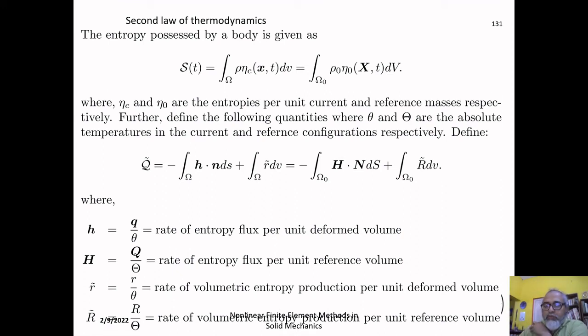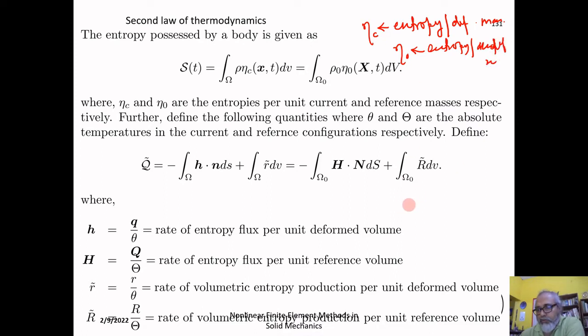Let us now come to the second law of thermodynamics. Since the second law of thermodynamics deals with entropy, let us define eta c, which is entropy per unit deformed mass, or eta naught, which is entropy per unit undeformed mass, so that the total entropy carried by the body at any point of time t can be given as rho dV times eta c integrated over omega, or equivalently integrated over omega naught rho naught eta naught dV. So this is the total entropy carried by the body.